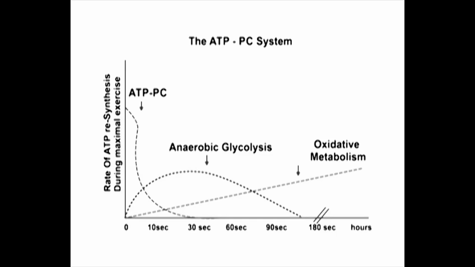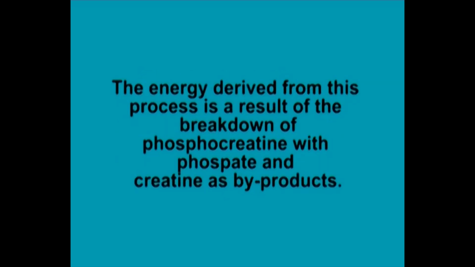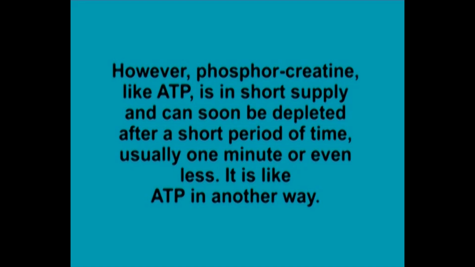The ATP-PC system. The simplest of these systems is the ATP-PC system, since it operates in the absence of oxygen without a buildup of lactic acid. The energy derived from this process is a result of the breakdown of phosphocreatine with phosphate and creatine as byproducts. However, phosphocreatine, like ATP, is in short supply and can soon be depleted after a short period of time, usually 1 minute or even less.